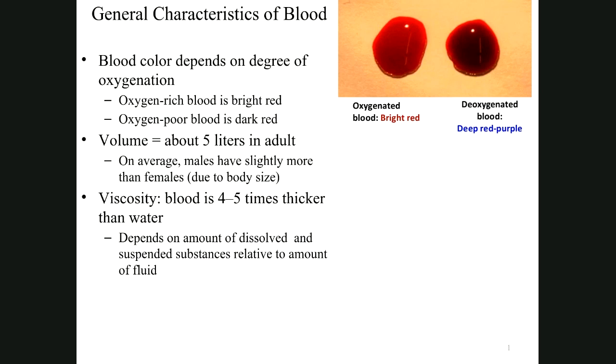The pH of blood is slightly alkaline. As far as the temperature, it is always slightly higher than body temperature. And as far as volume, it varies between males and females. On average, males have slightly more than females just due to body size alone. The viscosity of blood is 4 to 5 times thicker than water, and it depends on the amount of dissolved substances relative to the amount of fluid.